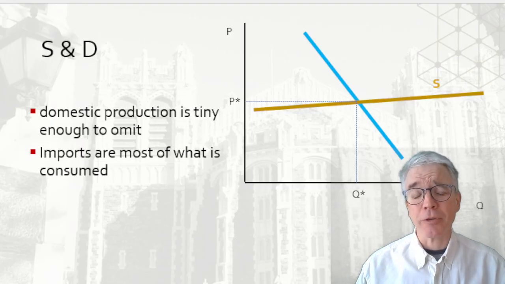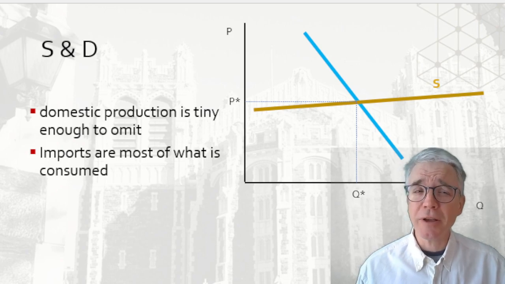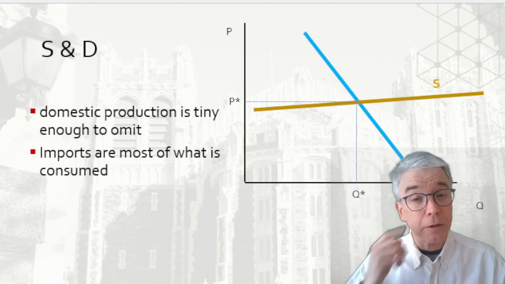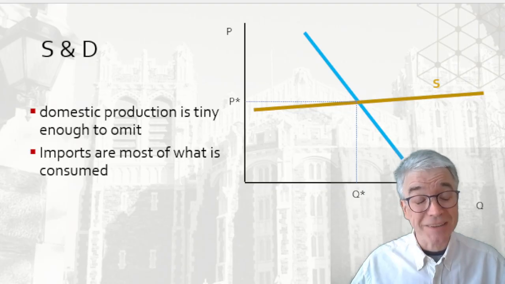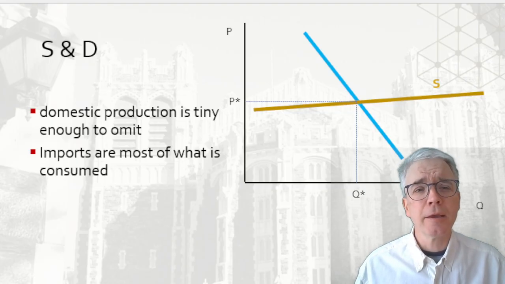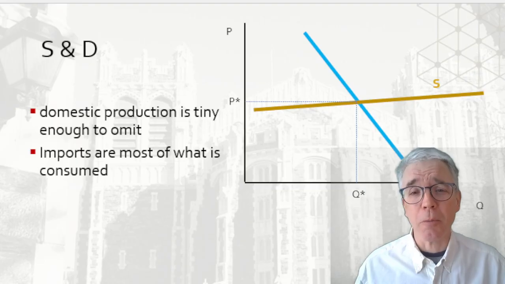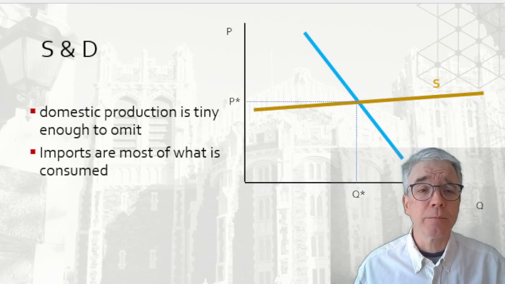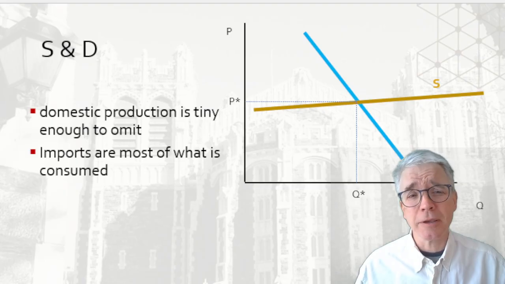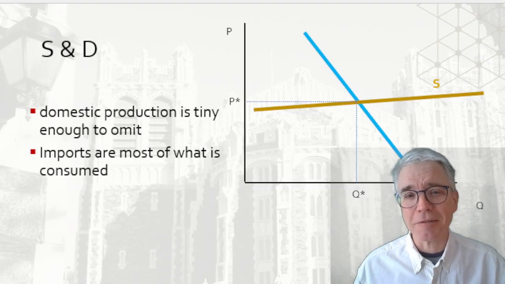So we'll start with just the simplest, something like coffee. Around 98% of U.S. coffee consumption is imports. The U.S. grows very small amounts in the highlands of Hawaii and Puerto Rico and really tiny amounts in California. But it's all tiny enough we can just say it's approximately zero and just omit it entirely. Now, demand for coffee, as we've said, is relatively inelastic. People are addicted to caffeine.